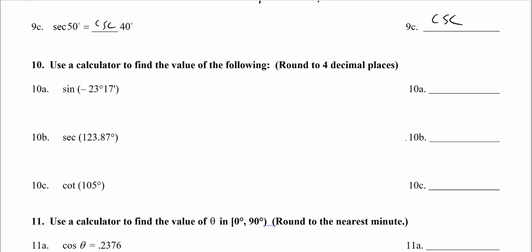All right, so these are basically using your calculator. So this first one, I know sometimes people get afraid with that negative. Guys, if I'm asking you what the sine of a negative angle is, just type in your calculator. There's no doing anything weird. It's literally sine negative 23 degrees 17 minutes.